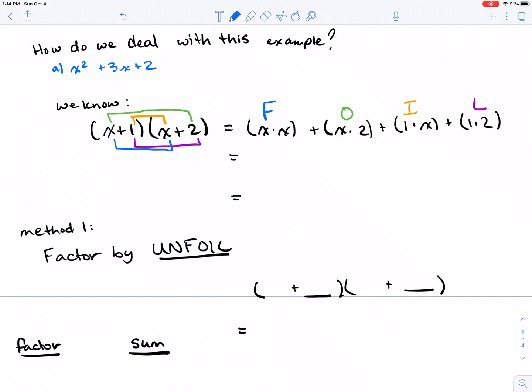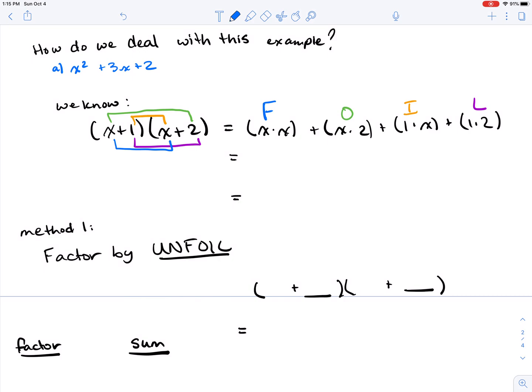Welcome back to the tutorial on how we deal with factoring polynomials. Let's look at our example, x squared plus 3x plus 2. How do we handle finding the factors of that? Well, let's look at FOIL first of all.